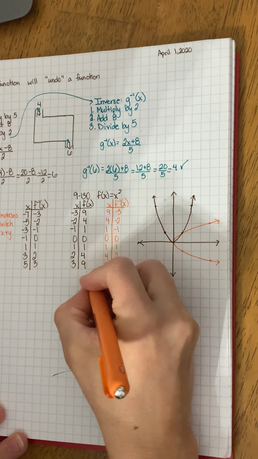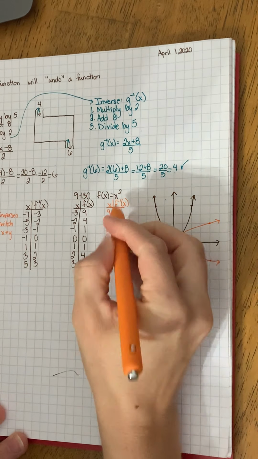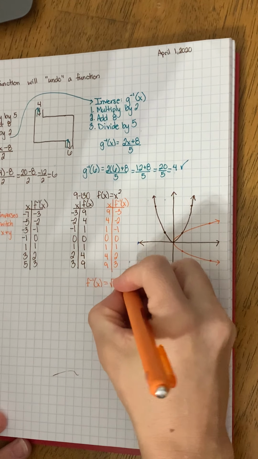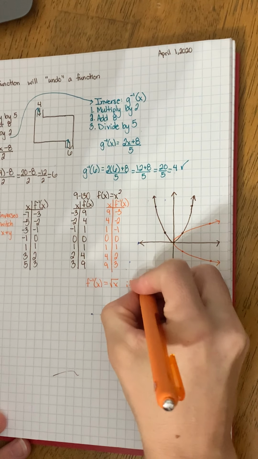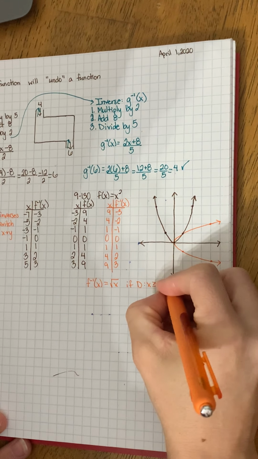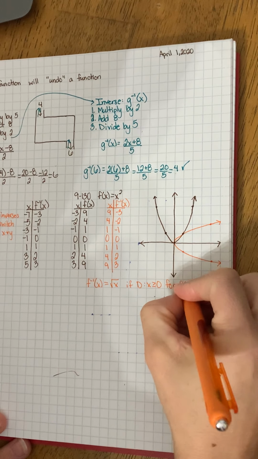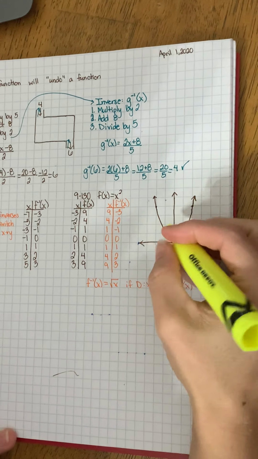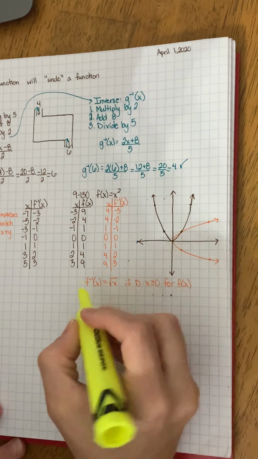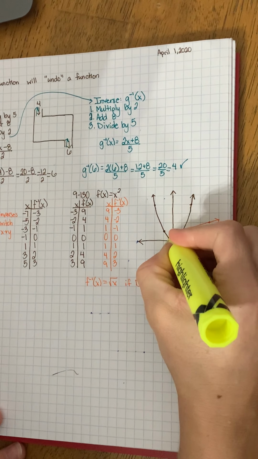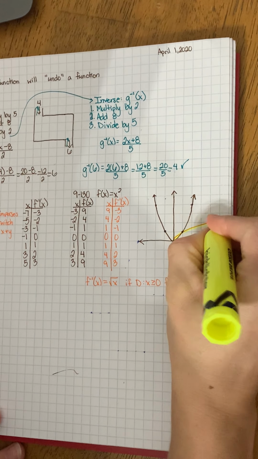The inverse is actually, so undoing a squaring is the square root. But this is if the domain is x is greater than or equal to 0 for f of x. So what that means is we really only want to look at half of our parabola and half of our sideways parabola. So the square root of x, that's just this guy right here.